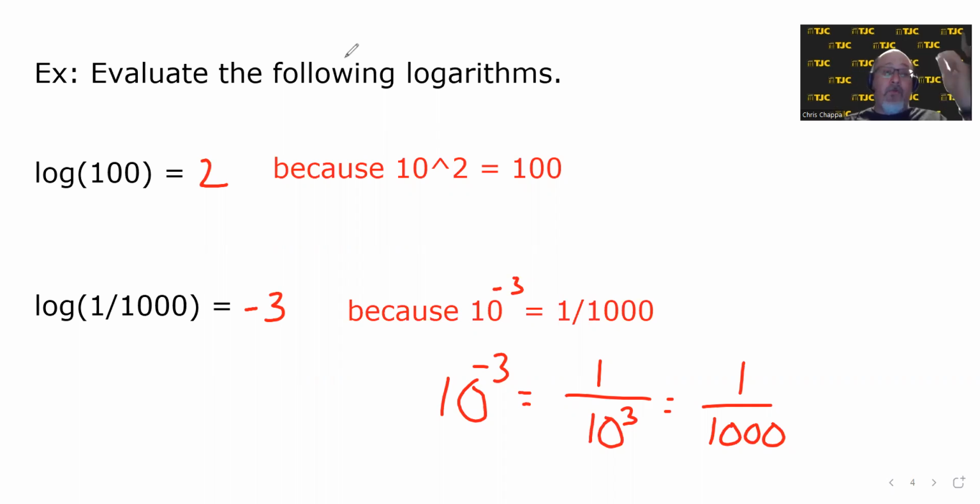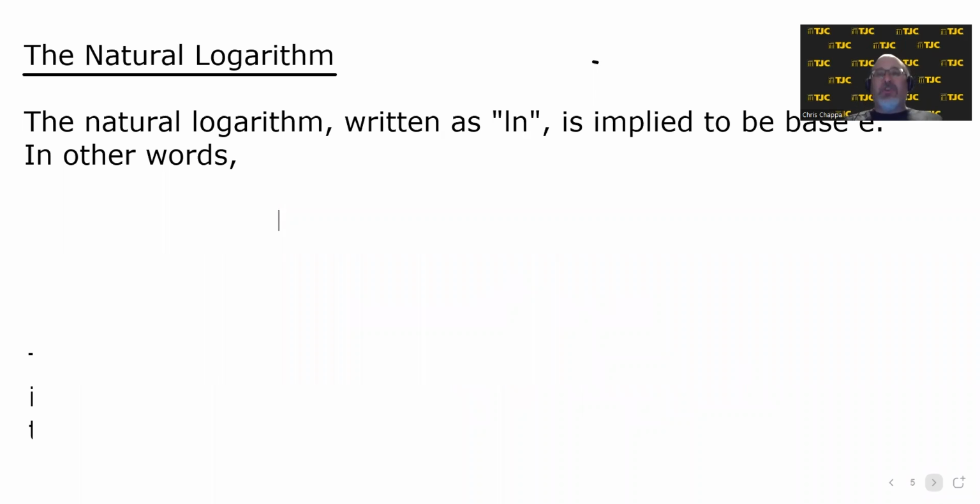Anyway, log of 1 over 1,000 is negative 3. Okay. So I mentioned there were 2 special types of logarithms. What's the other one? The natural logarithm. Now you've heard the word natural before. When we did the section on exponential functions, we introduced the natural base, base e. So it's no surprise here that this is going to involve that base.